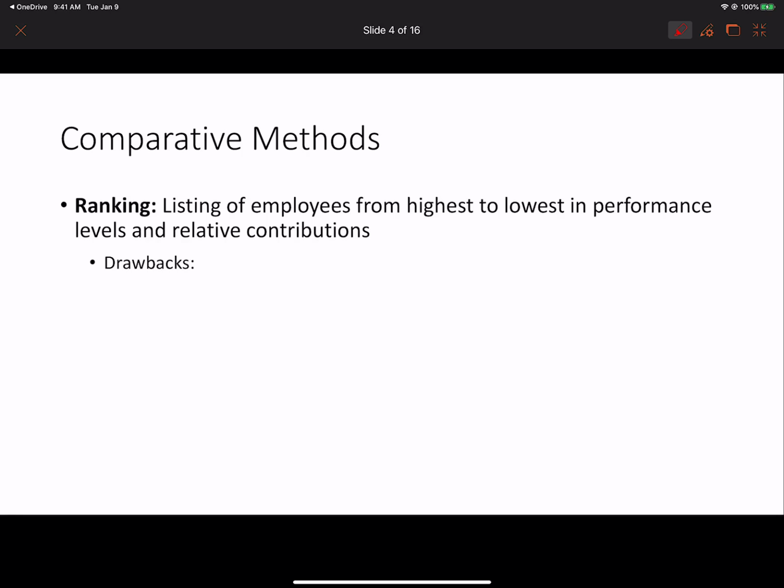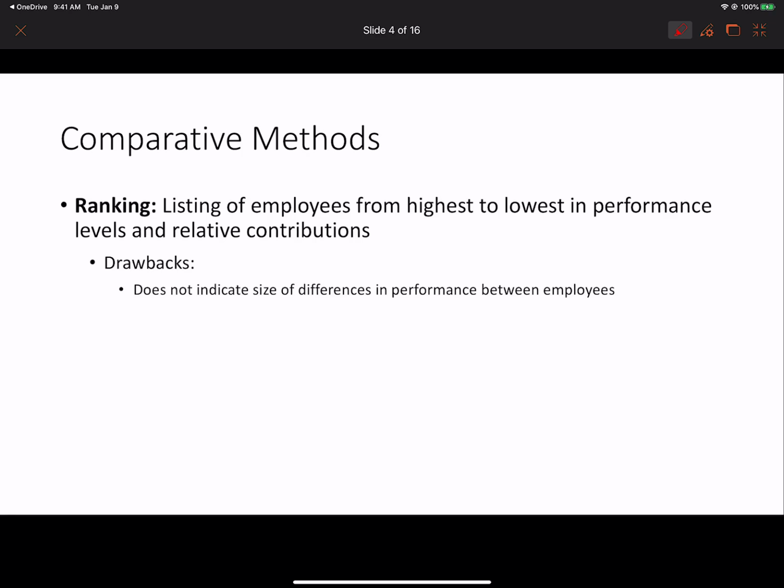Now, ranking is just the listing of employees from highest to lowest. It's the same with any ranking scheme. You're just comparing people and then taking that and listing them from highest to lowest or whatever in relation to performance and other contributions that they make.